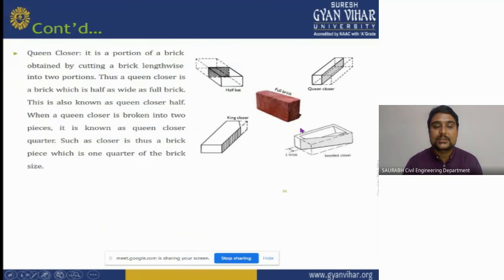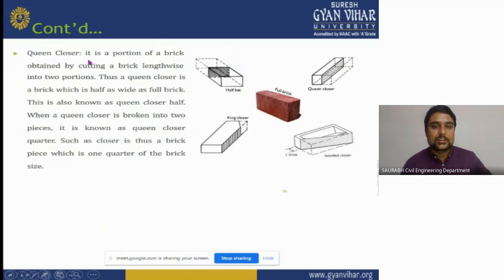Now you can see this is the image of a queen closer and that is your king closer. This is your king closer, and it is cut from the middle of the brick. That is your bevelled closer, which is diagonally cut on the corner, and that is your mitred closer, which is diagonally cut from one side to another side of header, and that is your bat.